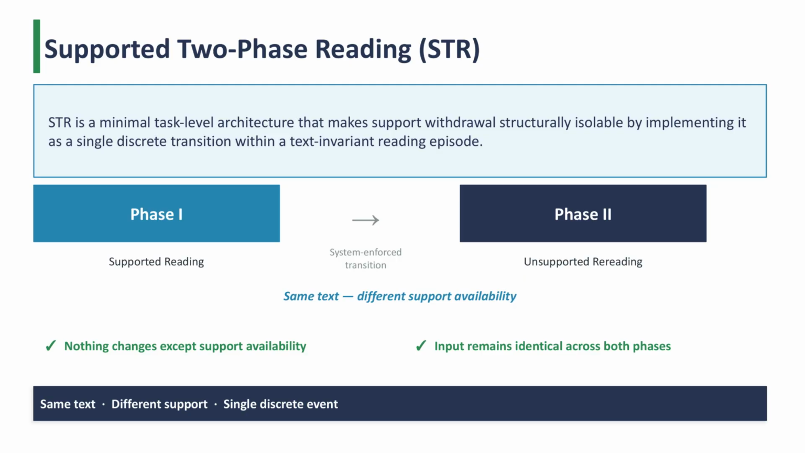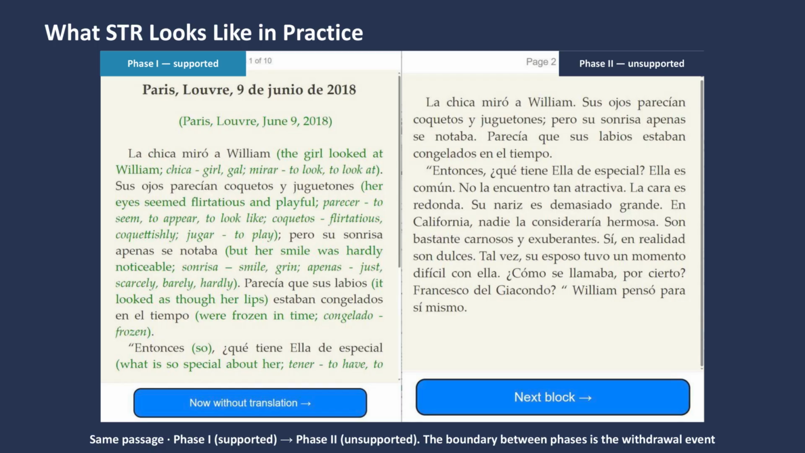Consider a minimal case. A learner reads a passage with support, then immediately rereads the same passage without it. The text is identical. No words are changed. No content is added or removed. The only difference is support availability. The input remains constant. This creates a single, discrete transition within one continuous reading episode.